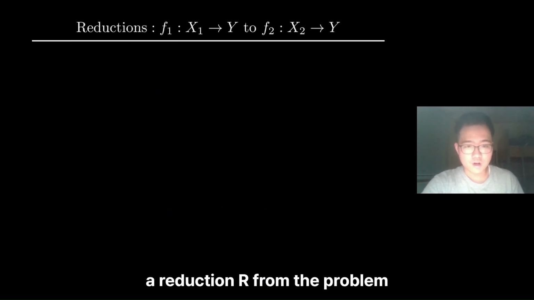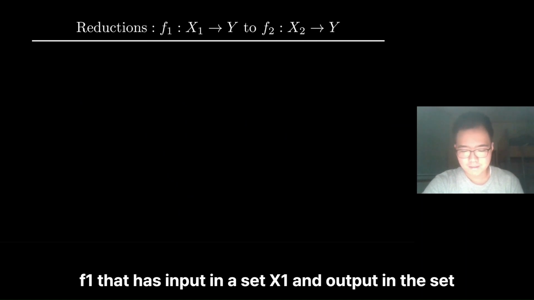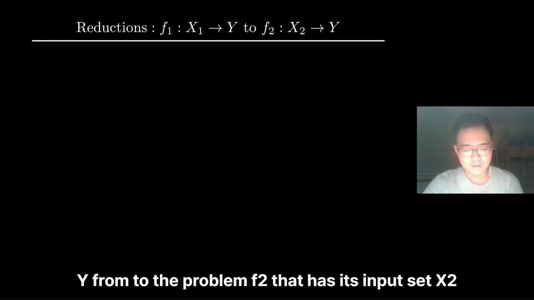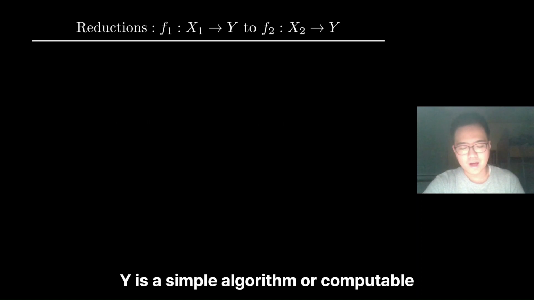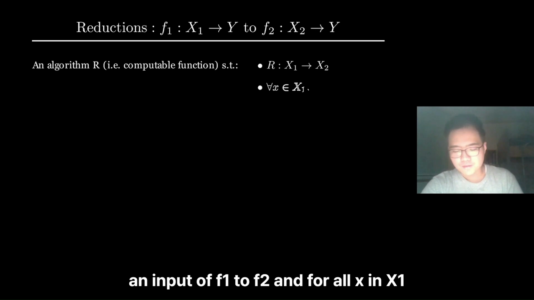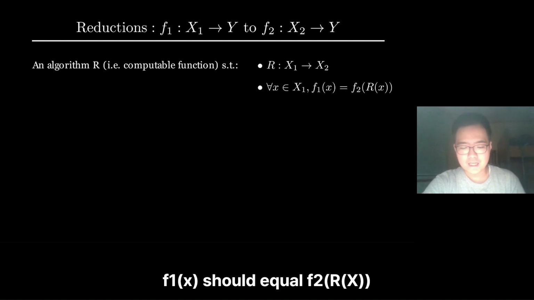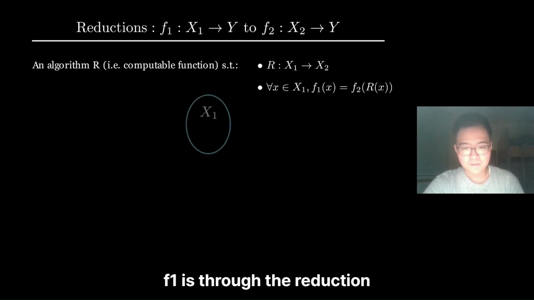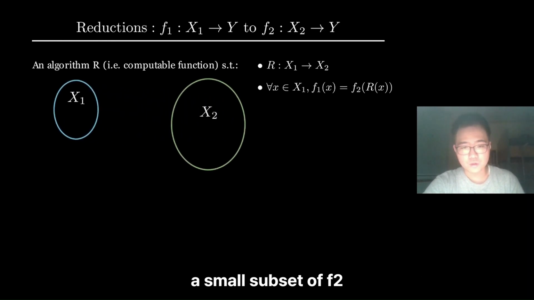A reduction R from the problem F1 that has input in the set X1 and output in the set Y to the problem F2 that has its input in the set X2 and output in the set Y is a simple algorithm or computable function such that it matches an input of F1 to an input of F2, and for all x in X1, F1(x) should equal F2(R(x)). This means that the problem F1 is, through the reduction, a small subset of F2.